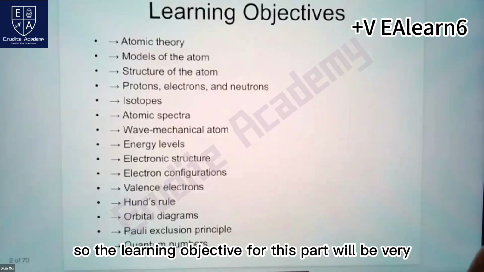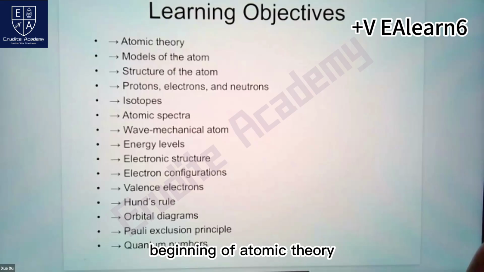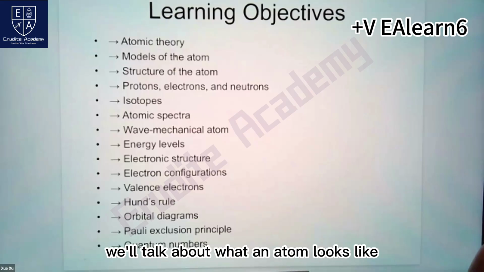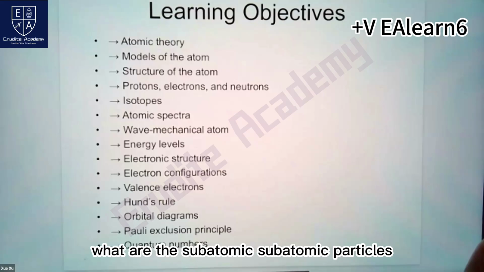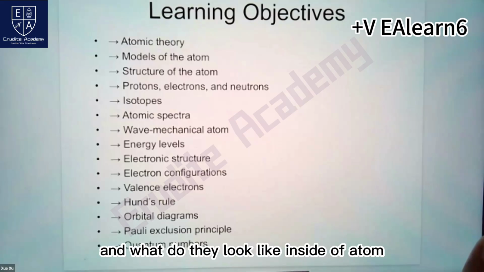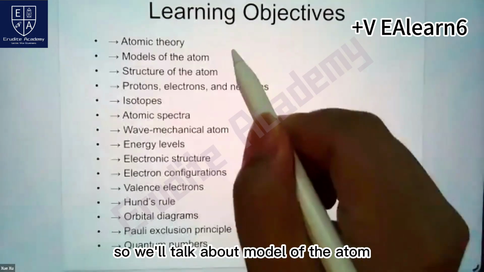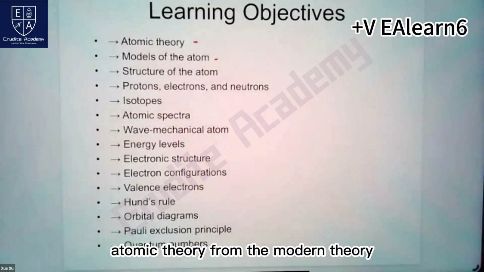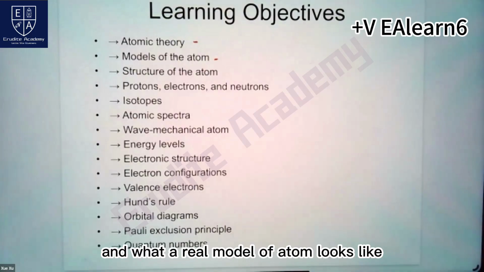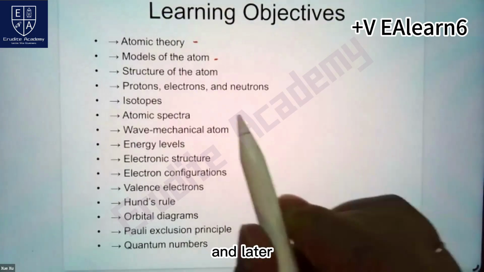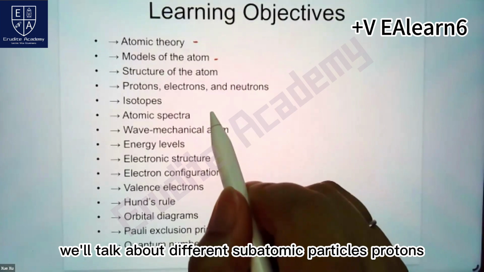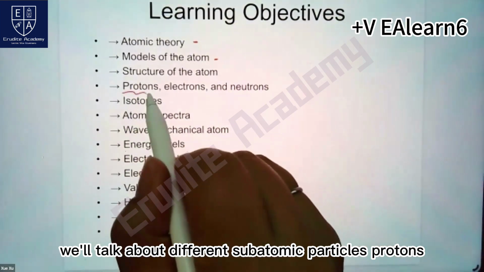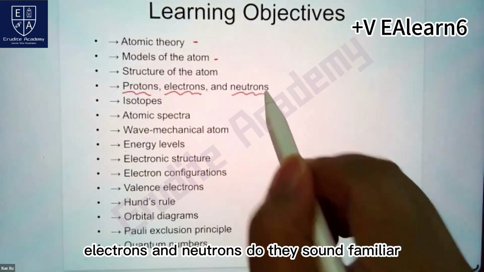So the learning objective for this part will be the very beginning of atomic theory. We'll talk about what an atom looks like. What are the subatomic particles and what do they look like inside of an atom? So we'll talk about the model of the atom. We'll go through the ancient time atomic theory, the modern theory, and what a real model of an atom looks like. And later, we'll talk about different subatomic particles: protons, electrons, and neutrons.